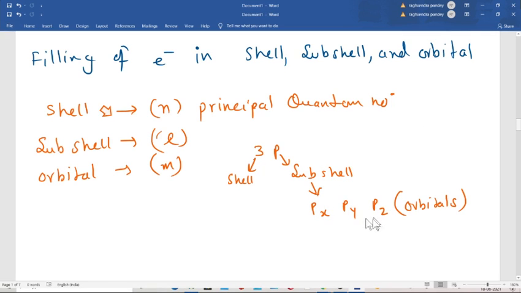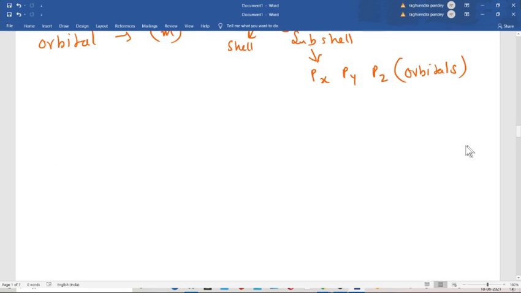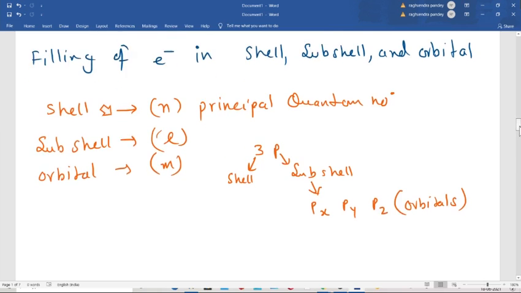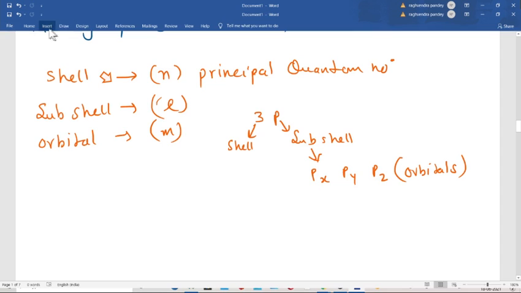So x, y, z are the orbitals, px, py, and similarly. So m values are basically the orbitals. Remember this terminology. Now filling of the orbitals. There are some rules to fill the orbitals. Let's take down some rules.